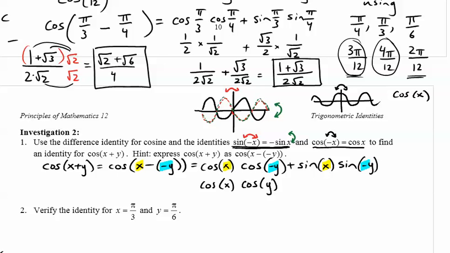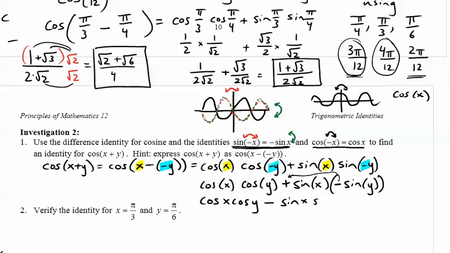Okay, so this is a property of odd functions: if you take sine of a negative value, that's the same thing as negative sine of y. So now if we simplify that, we get cos x cos y, and we can move this negative and multiply it by the positive in the front, minus sine x sine y. So it's somehow not surprising that when you change the sign in the middle of the cosine term to positive, that changes the sign between your two terms.